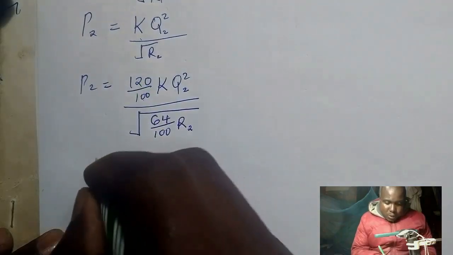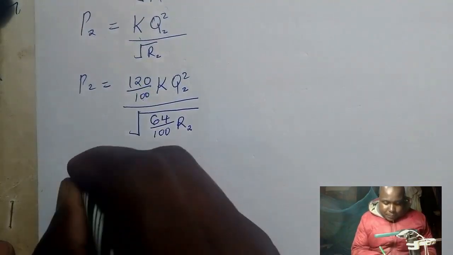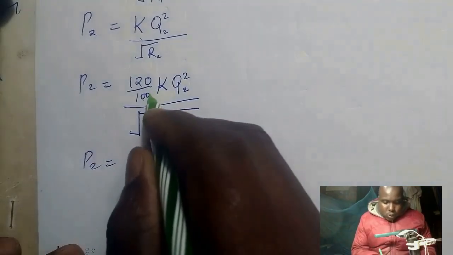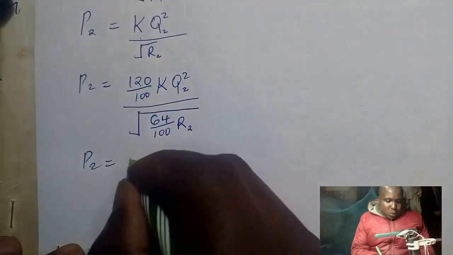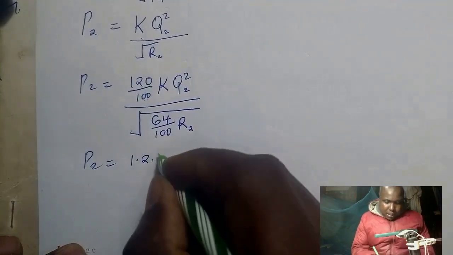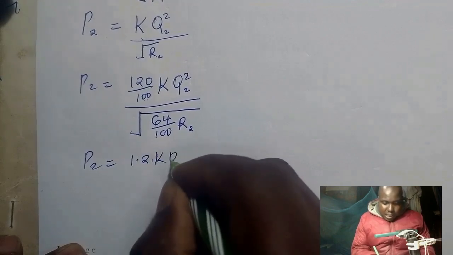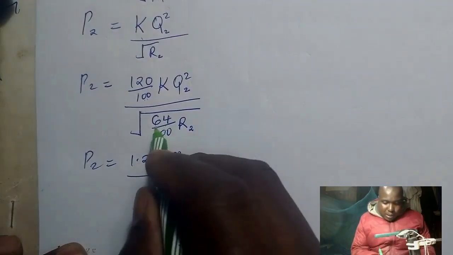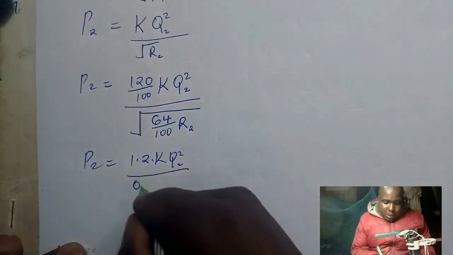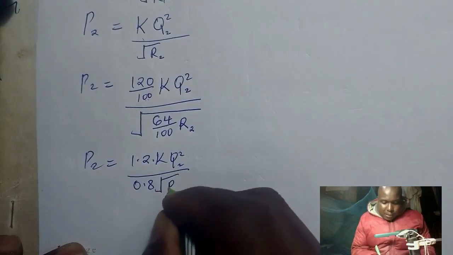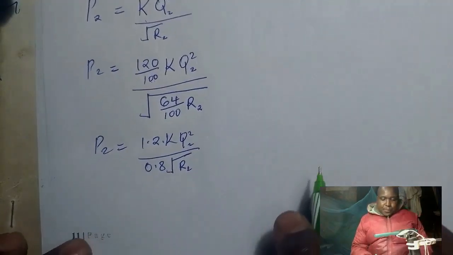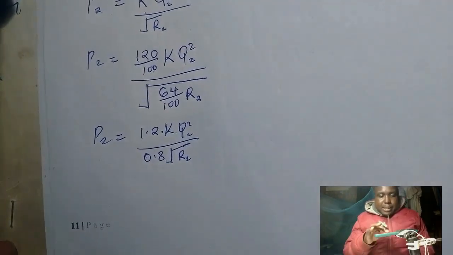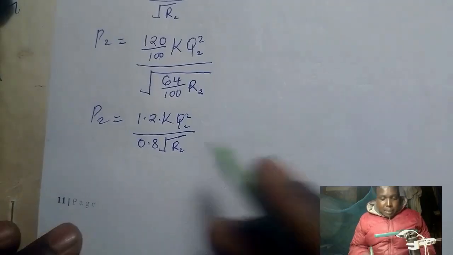So next, let's divide by this, so we are going to have P2 is equal to 1.2 times K Q2 squared over the square root of R2. This is going to be 0.8, since 0.64 has a square root of 0.8. So just divide the numbers.